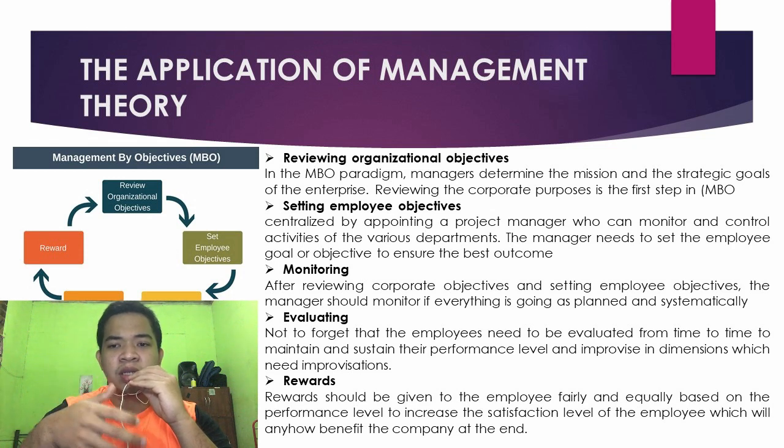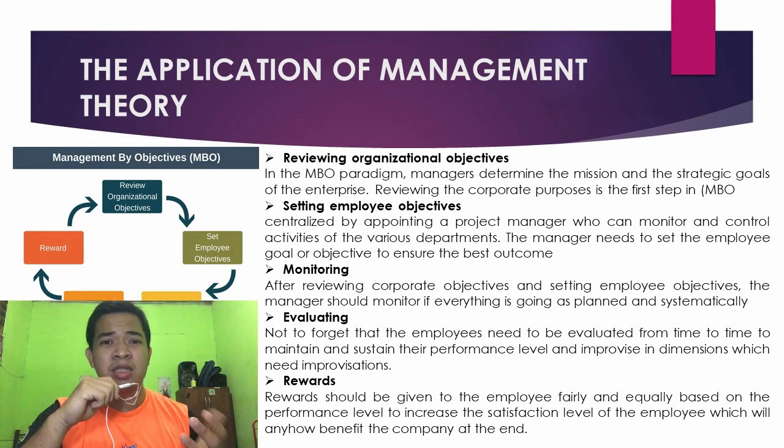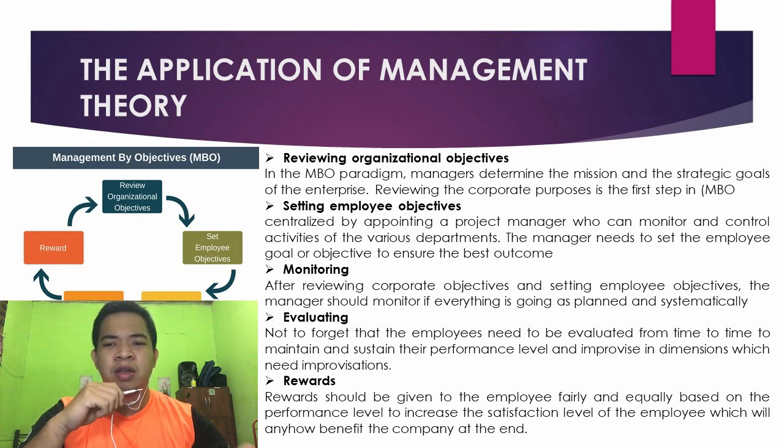Second is setting employee objectives. The function of the manager can be centralized by appointing a project manager who can monitor and control the activity of the various departments. The manager needs to set the employee goals or objectives to ensure the best outcome. If this cannot be done or is not desirable, each manager's contribution to the organization's goal should be clearly spelled out because there are enough issues with that. So the third step is monitoring. After reviewing corporate objectives and setting employee objectives, the manager should monitor if everything is going as planned and systematically. This is to ensure that no mistakes have been made. So the management level of the organization will be able to increase drastically in terms of performance and progressiveness when these elements are present.